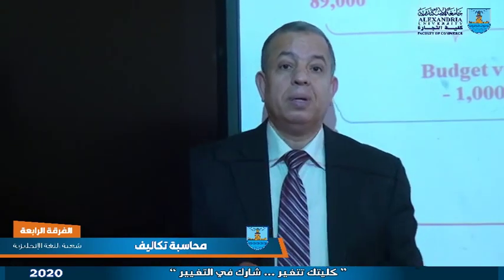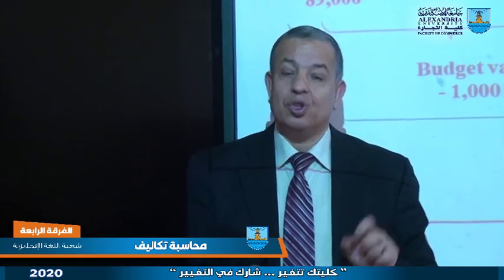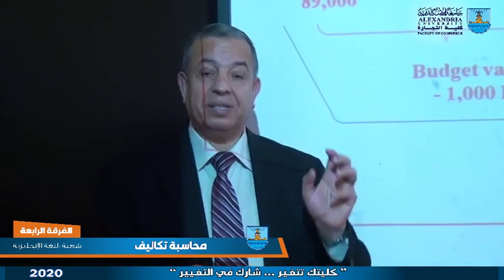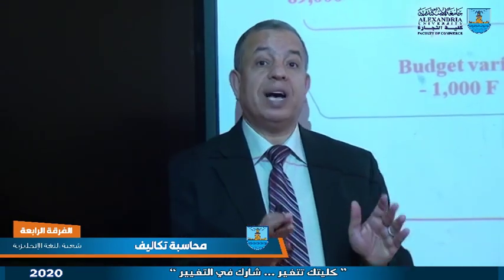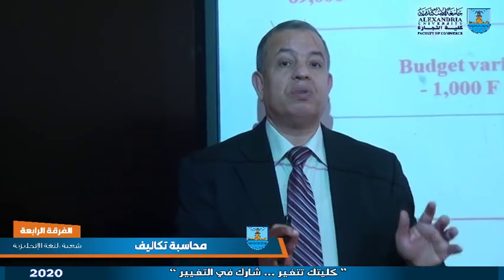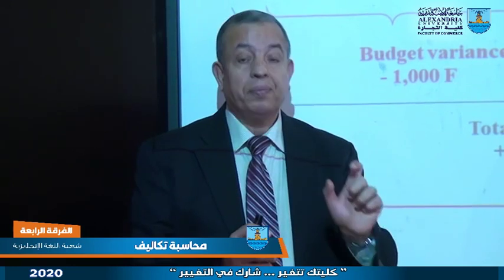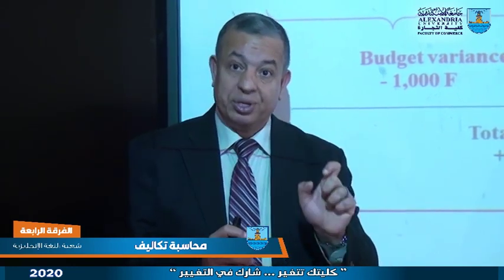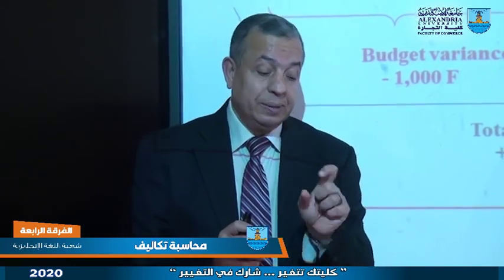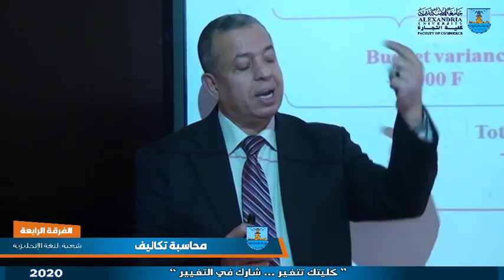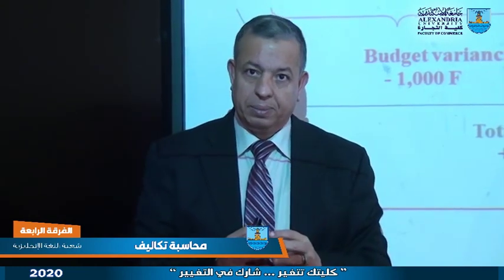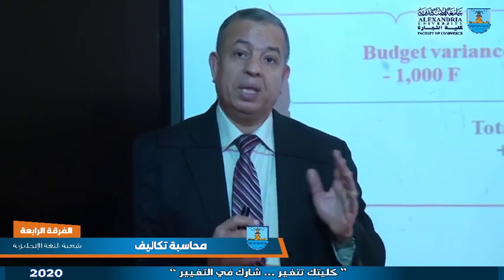The second step, I calculate direct labor variances. The first step, the total variance of direct labor: actual direct labor cost minus standard direct labor cost. The difference is the total variance of direct labor, and then I analyze direct labor. Maybe 2-way, maybe 3-way.